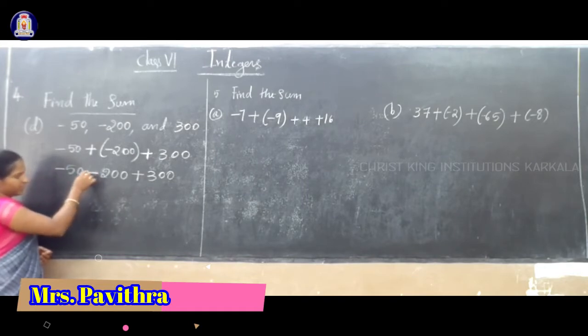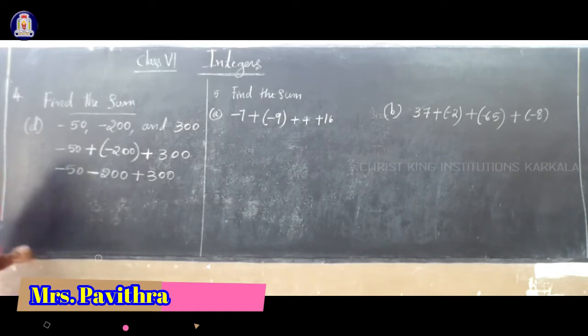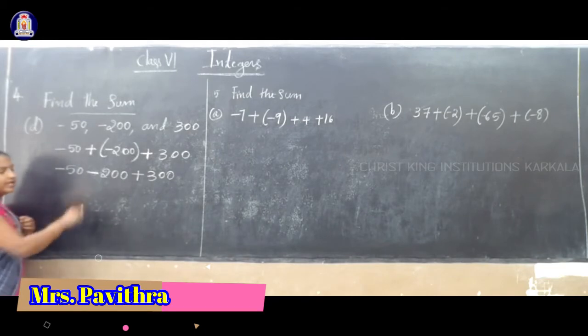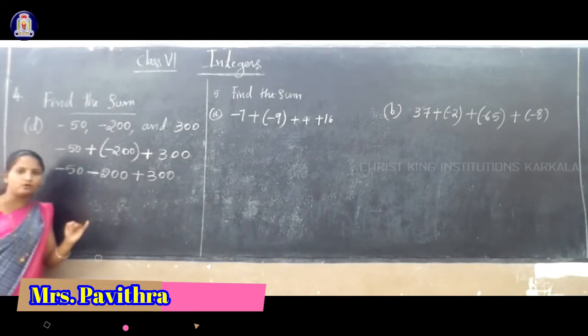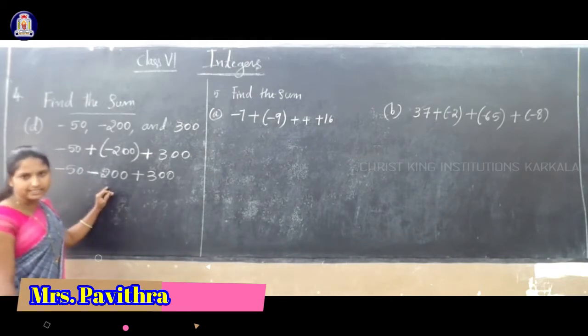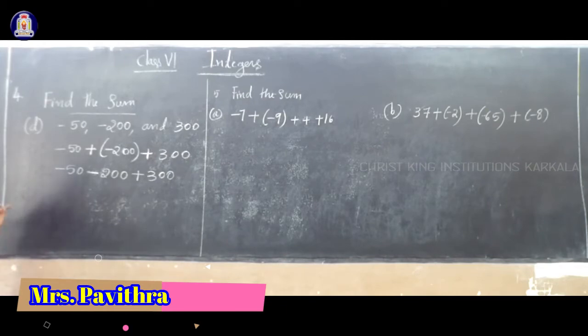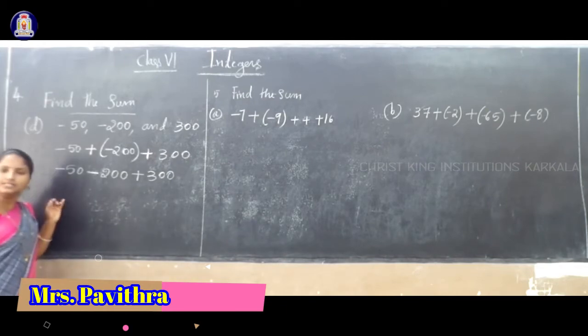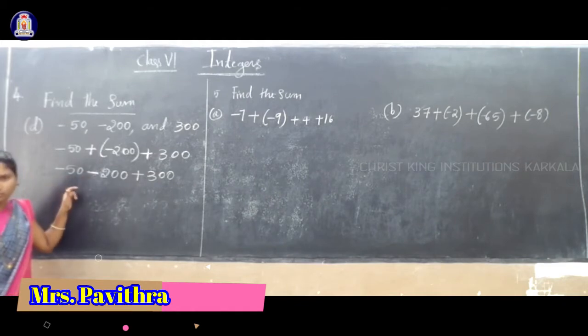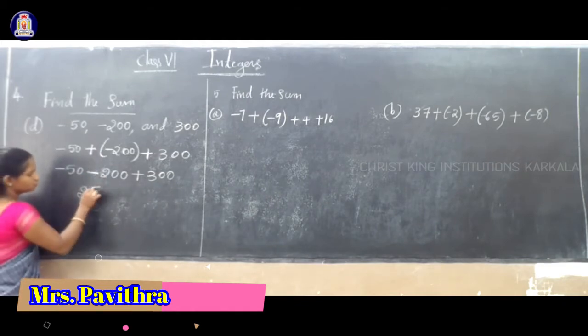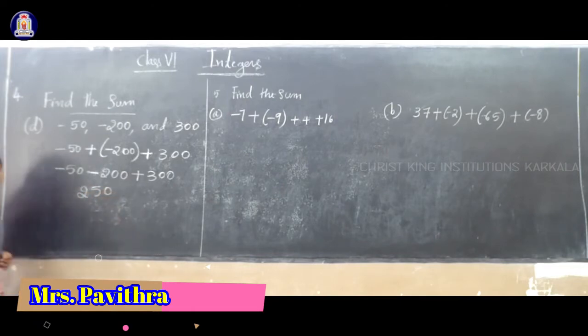Here the sign is minus, and here also the sign is minus. Both are negative integers, the sign is the same, minus minus. If the sign is same, then you have to add the integers. Same sign, addition; different sign, subtraction. So here the sign is same, so you have to add. 50 plus 200, that is 250.